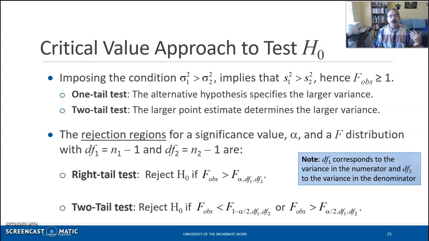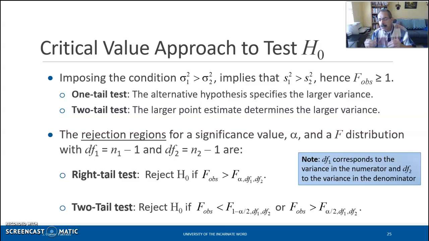Table 7. So we impose always the condition that the larger variance goes in the numerator, and the smaller variance goes always in the denominator. So that the F value is larger than 1, and that forces us to look at the right side of the distribution. So if you have a one-tailed test, and that one-tailed test is telling you which variance is the larger, well, then that variance will go in the numerator of the F statistic.